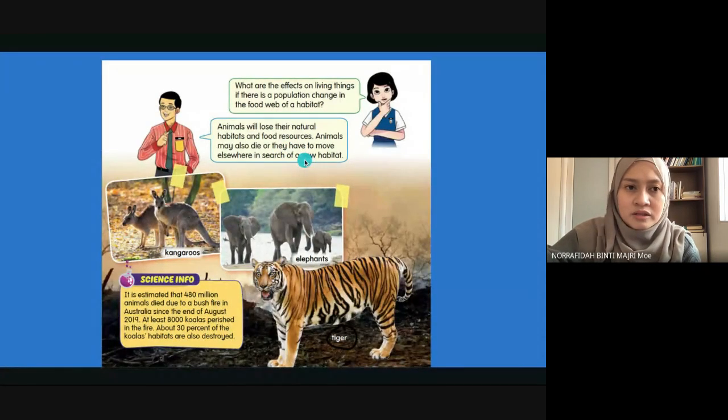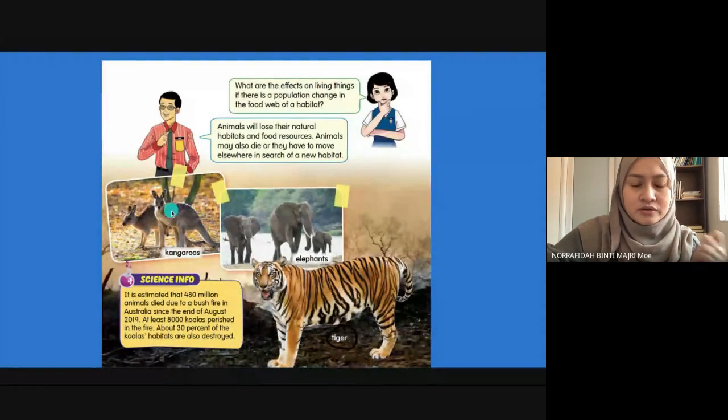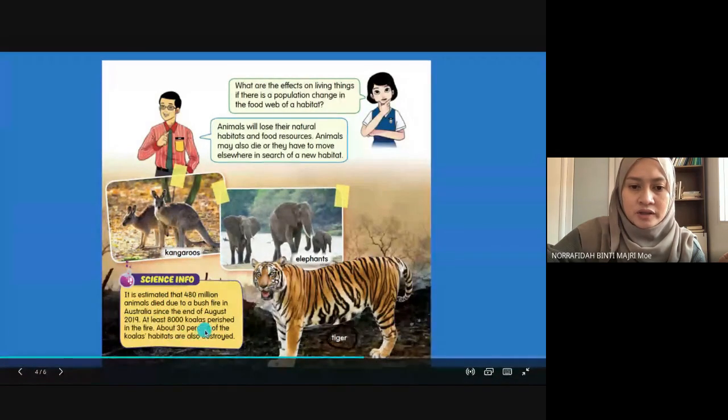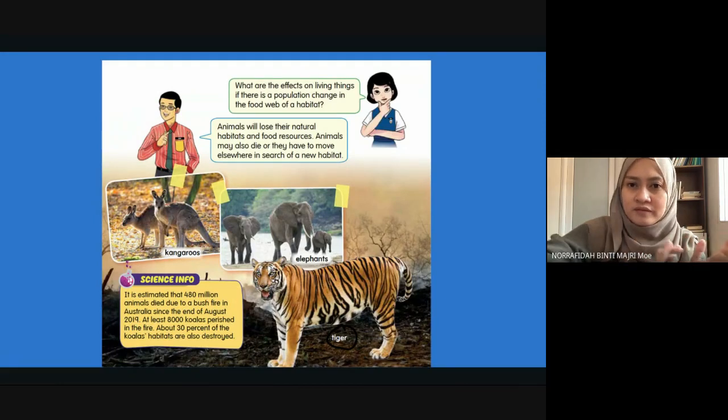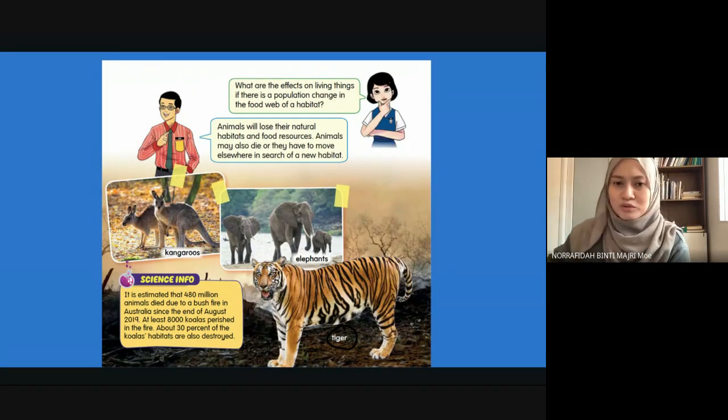Animals may also die and they have to move elsewhere. For example, these are kangaroos. Kangaroos we can find in Australia. If you look at the science info here, it is estimated that 480 million animals died due to a bushfire in Australia. If you have ever heard about bushfire, kebakaran hutan in Australia in 2019. Pada tahun 2019 ada berlaku kebakaran hutan di Australia.